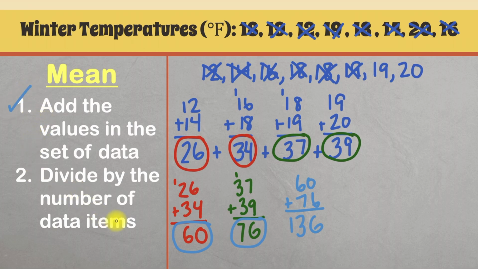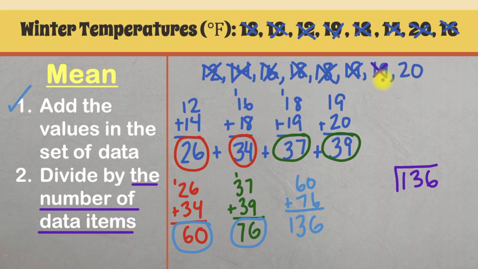Step 2 is to divide by the number of data items. And when we say divide, we mean divide that sum, that 136. So now we've got 136 divided by the number of data items. And how many data items are there? Well, we started off with 1, 2, 3, 4, 5, 6, 7, and 8. So we've got 8 data items.